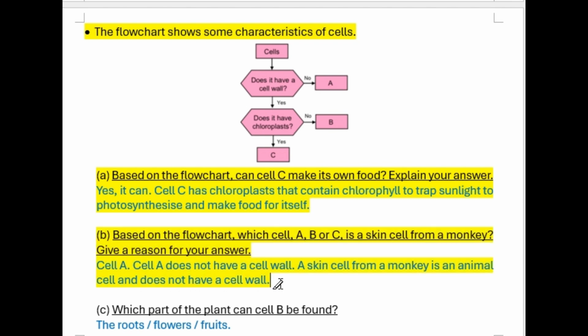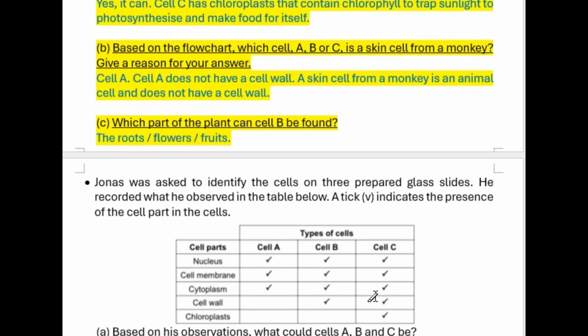B. Based on the flowchart, which cell, A, B or C, is a skin cell from a monkey? Give a reason for your answer. Cell A does not have a cell wall. A skin cell from a monkey is an animal cell and does not have a cell wall. C. Which part of the plant can cell B be found? The roots/flowers/fruits.